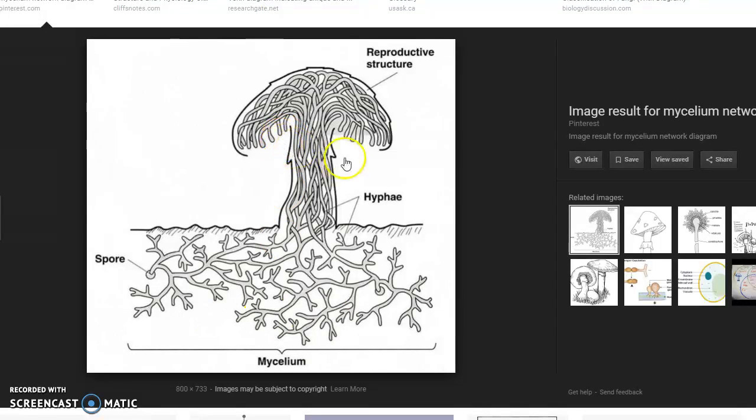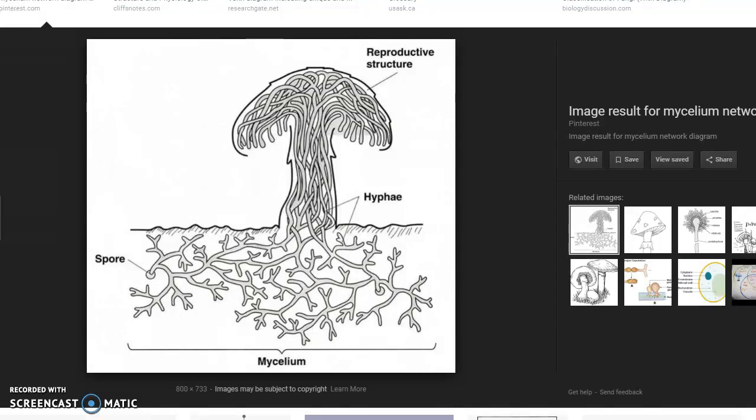Now, with hyphae, what we need to understand is that when we're talking about our decomposers, our hyphae secrete acids and digestive enzymes. These acids and digestive enzymes help to break down dead and decomposing organisms, and they help return nutrients back to the soil. So it's important that we understand the role and structure of hyphae in terms of decomposing and returning nutrients back to the soil.